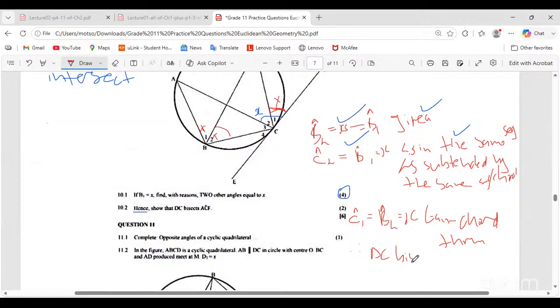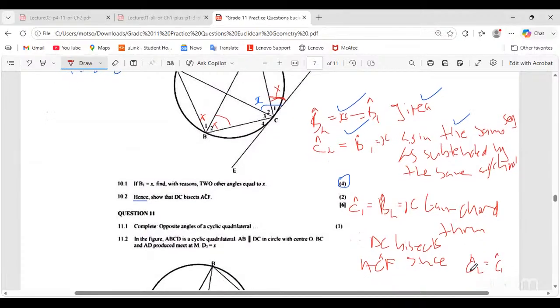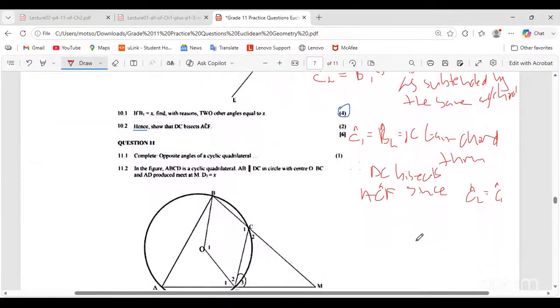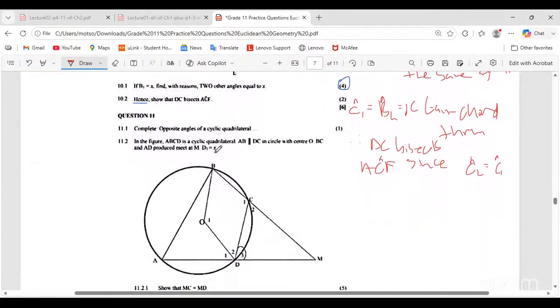Fine. Now, we will say, therefore, DC bisects angle ACF, since C2 is equal to C1, and the angles with those hats on top of the letters, just to be sure that you have shown that these letters that we are talking about represent the angles. Okay, let's go to the next question, guys.